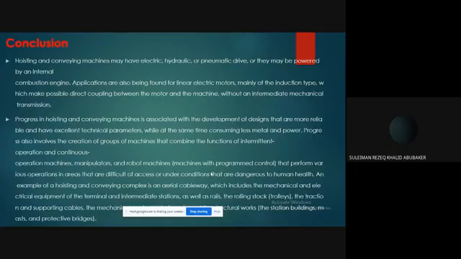An example of a hoisting and conveying complex is an aerial cableway, which includes the mechanical and electrical equipment of the terminal and intermediate station, as well as rails, the rolling stock, the traction and supporting cables.